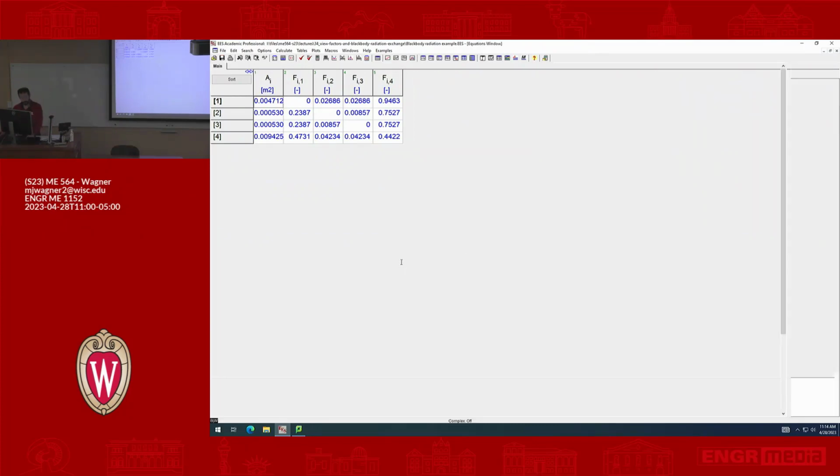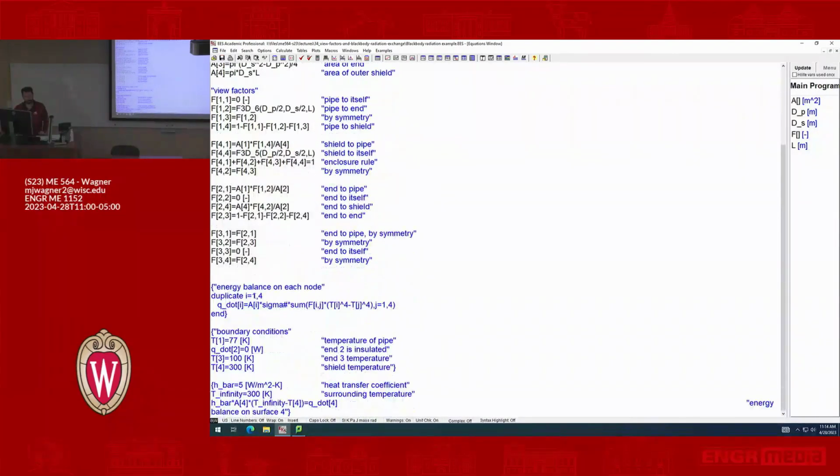So let's see, we want to evaluate radiation exchange. The way to do this would be to provide an energy balance on each node. I'm going to uncomment this code. I'm saying the Q dot I, that is the heat flow going through surface I, being 1 through 4 in this case, is equal to the area of I times the Stefan-Boltzmann constant times the sum of all these view factors times the temperatures of the surfaces.